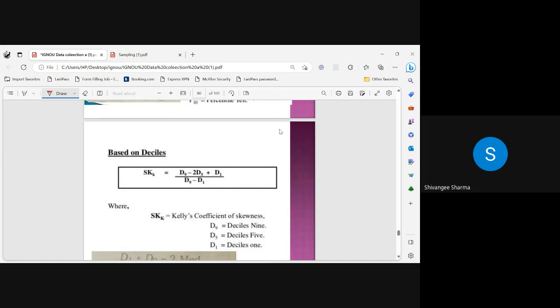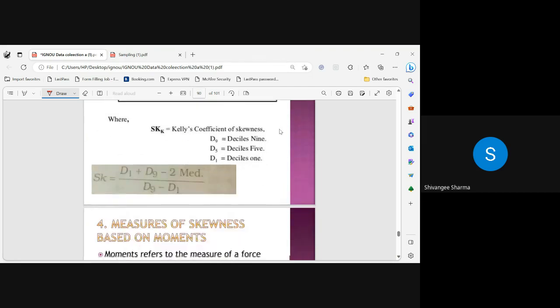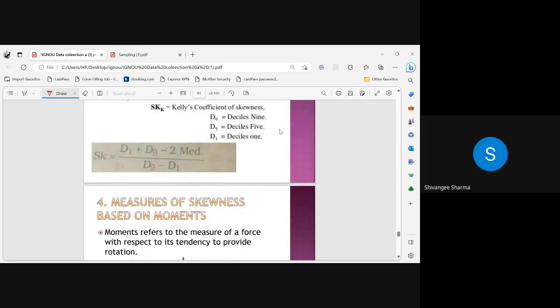This can also be calculated on the basis of deciles, where we divide the data into 10 parts. We have D9 minus 2 D5 plus D1 upon D9 minus D1. Or you can use this also, because D5 comes in between and that is equal to the median. So D1 plus D9 minus twice the median upon D9 minus D1.